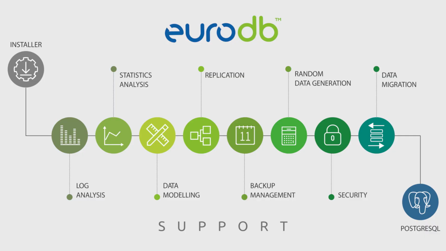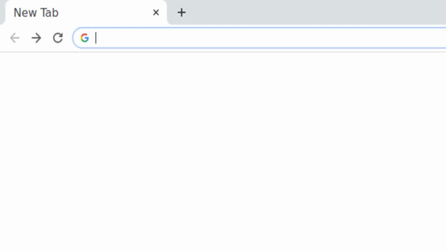EuroDB is an enterprise-ready database solution based on open-source PostgreSQL technology. It's bundled with modules that enhance the core functionality of the database, which in turn enable IT teams to utilize PostgreSQL smarter and more efficiently.